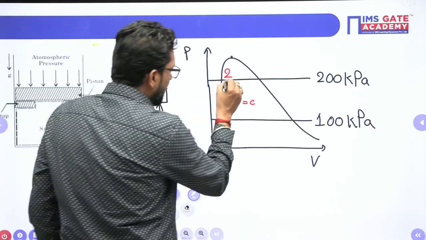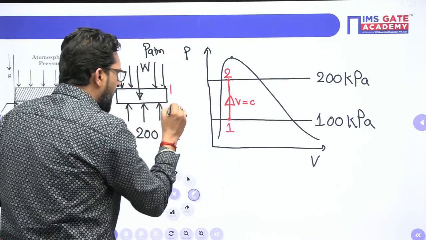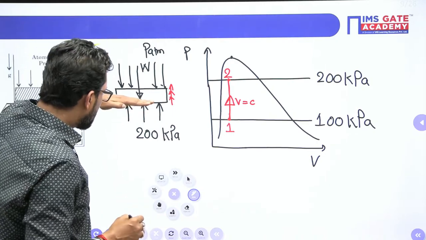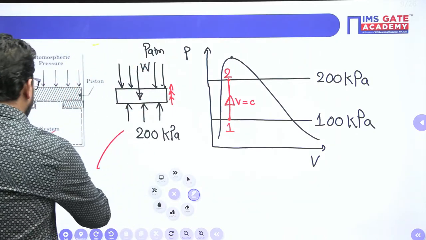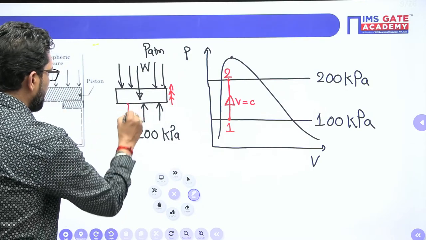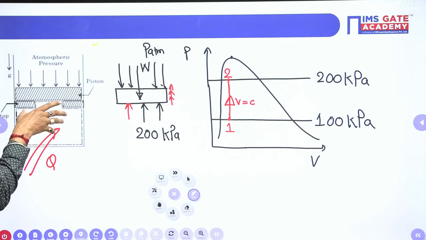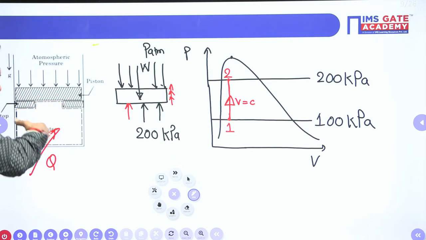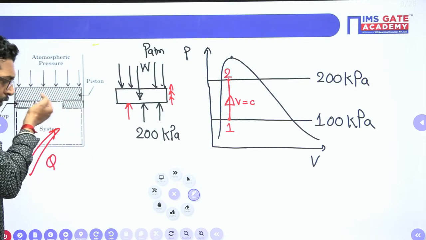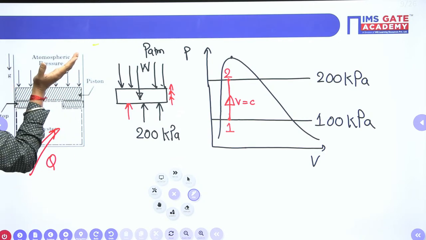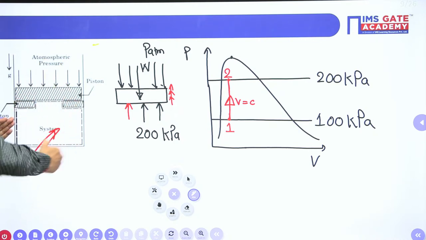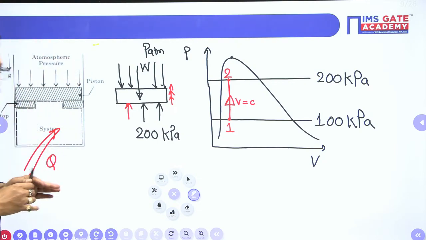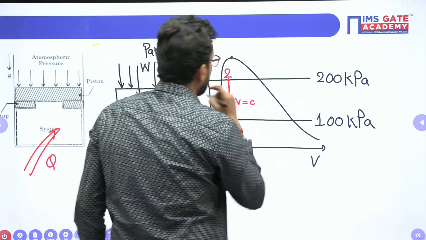Now, once it reaches 200, the piston will start to move slowly. If it moves slowly and you continuously supply heat to the system, you don't want to increase the pressure inside the system. Once you supply heat, it will try to increase the pressure, but we want the pressure to remain the same, so the piston will just lift. Again you supply heat, the pressure will try to increase again, but you want it to remain the same, so the piston again moves slowly. So it moves slowly at a constant pressure.